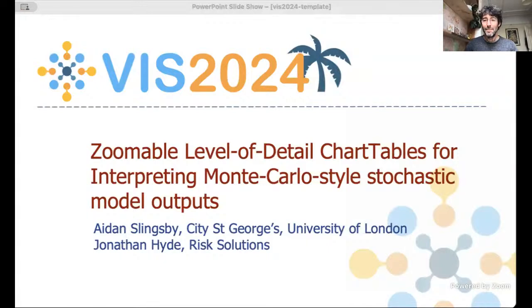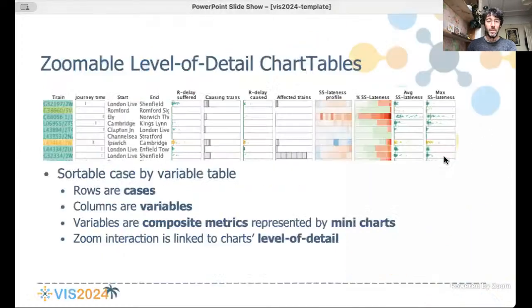Good morning. So as you've heard, I will talk about zoomable level of detail chart tables for interpreting Monte Carlo style stochastic model outputs. First of all, I want to tell you what zoomable level of detail chart tables are.